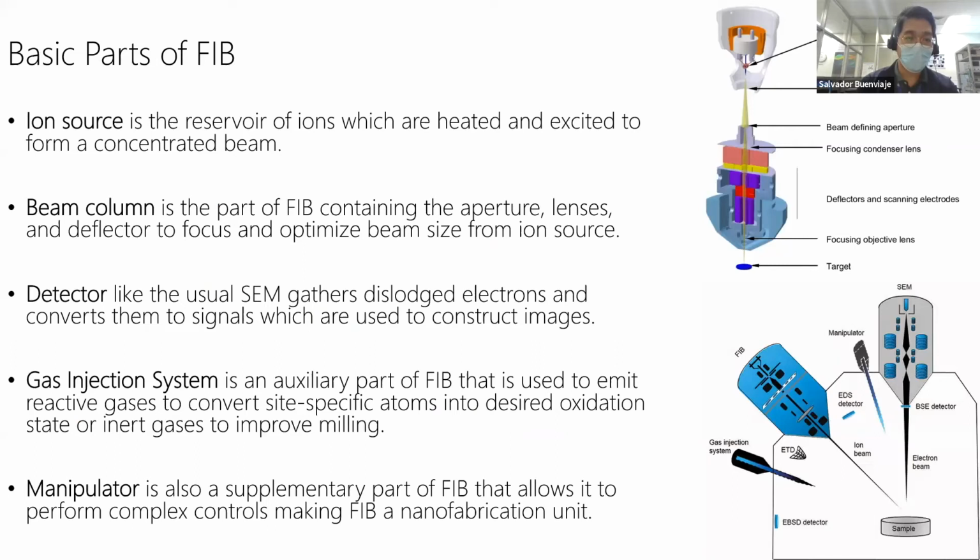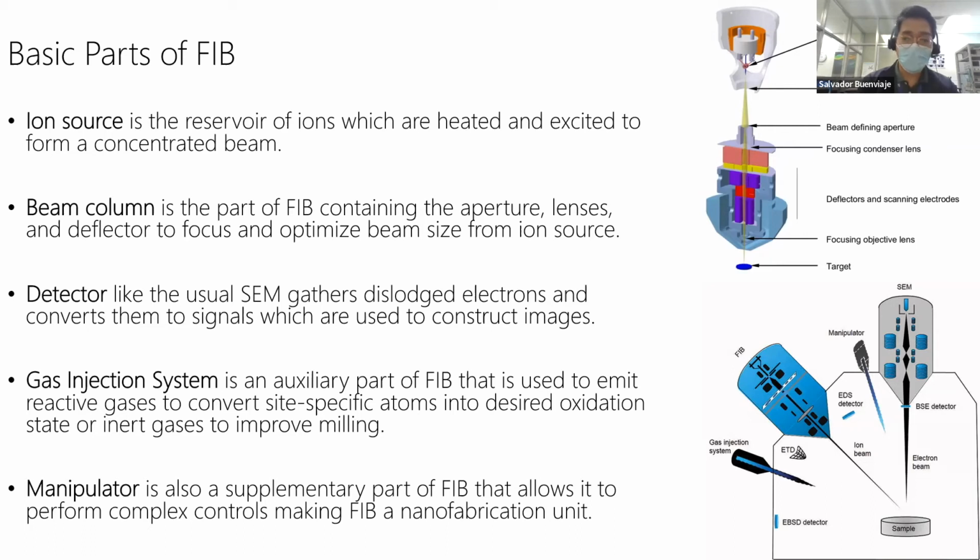So basic parts of FIB, we have the ion source. So this is the source, the reservoir of ions used to bombard the sample. So in here, the ions are heated and excited to form a concentrated beam. We have the beam column, which contains the aperture, lenses, and deflector. So this is the part of FIB that is used to aim the beam on the sample. Then the detector, like most devices, we have the detector to detect electrons and convert them into signals, which can be used to construct images.